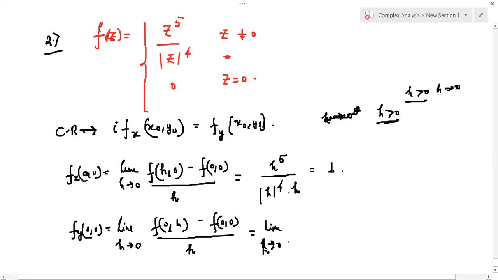h tends to 0 of f(0 plus h). F of 0 plus h is what? Instead of z, I will write here iota h whole raised to power 5 divided by mod of iota h whole raised to power 4 into iota h. So I'll simply get iota, because iota raised to power 4 is 1 and iota raised to power 5 would be iota, h raised to power 5 divided by h raised to power 4 mod into h, and then there should be an iota as well.